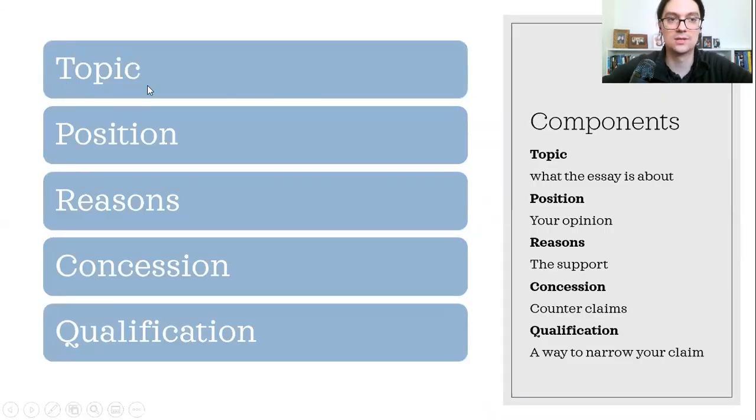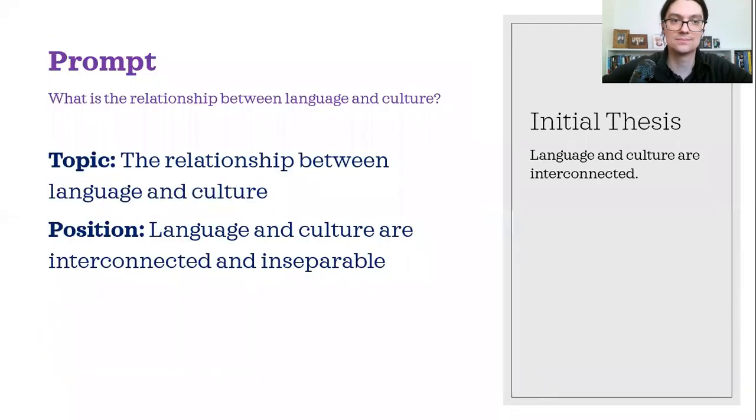These are some of the components. We have your topic, your position, reasons and evidence, concession, and qualification. The topic is simply what the essay is about. The position is your opinion. The reasons add support to your position. And the concession is when you admit a strong point about the other side or the skeptics. Qualification is a way to narrow your claim. So let's take a look.